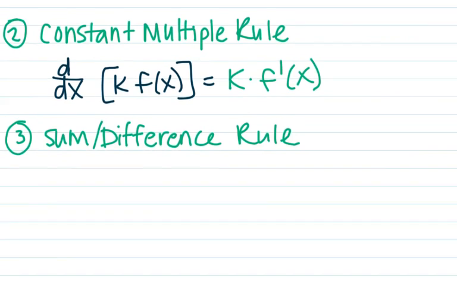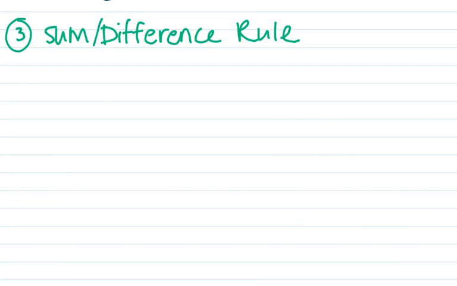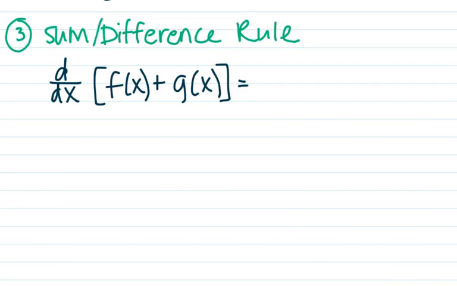The third rule is the sum rule. Sometimes we call it the sum and difference rule, and it's pretty intuitive. And it states that if you're trying to take the derivative of some sort of combination of functions, either being added or subtracted, that it'll simply result in the addition and subtraction of their derivatives. So again, pretty intuitive. We like this one.